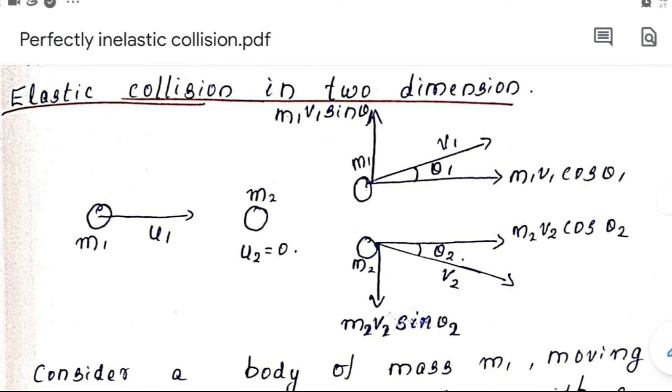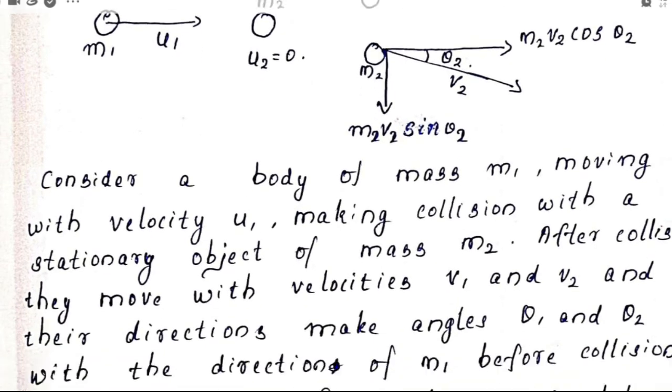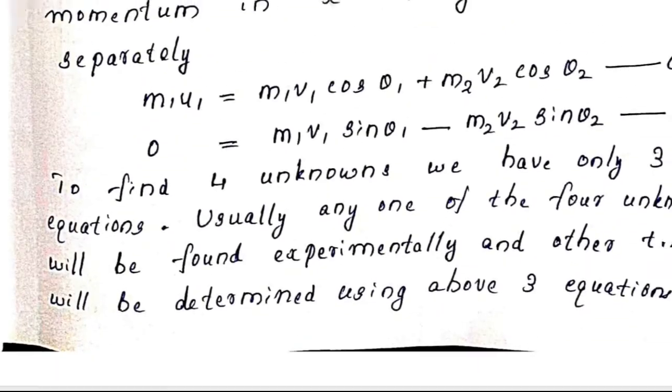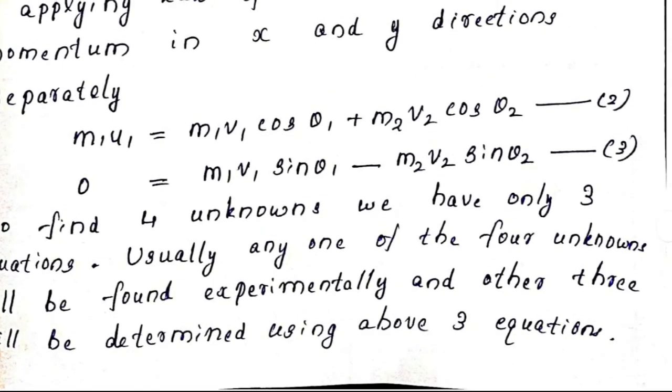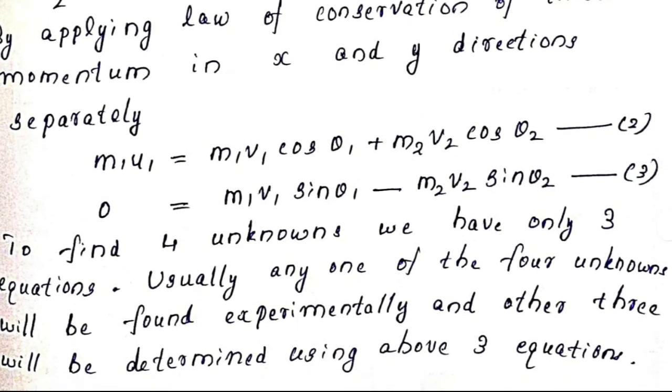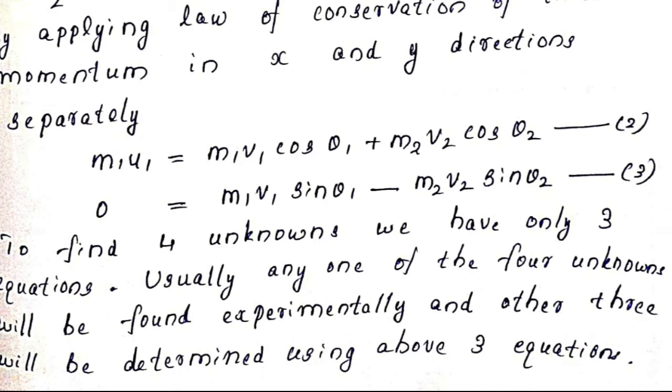And you know, in the vertical direction, before collision, there is no momentum. So the total momentum before collision in the y direction is equal to 0. So our equation becomes m1 v1 sin theta 1 minus m2 v2 sin theta 2 is equal to 0. So that is how we get equations 2 and 3, that means by applying the law of conservation of linear momentum in the x and y directions. So we got 2 more equations.